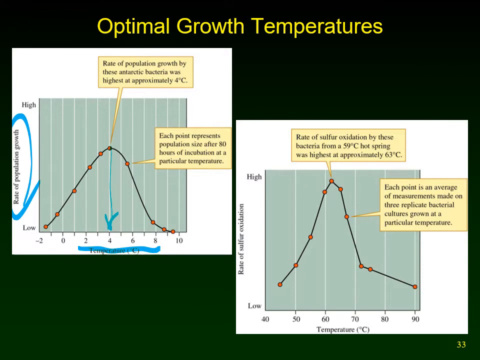The second graph here is looking at these bacteria from the hot springs in Yellowstone. Once again, we have temperature across the x-axis, which is our independent variable. And here the rate of sulfur oxidation, so this is the rate that they are using the sulfur for their energy source, is being measured. And we find that their peak is around 60 to 63 degrees Celsius. And the hot spring itself was at around 59 degrees. So they're really operating right at their peak rate at the hot spring temperature.